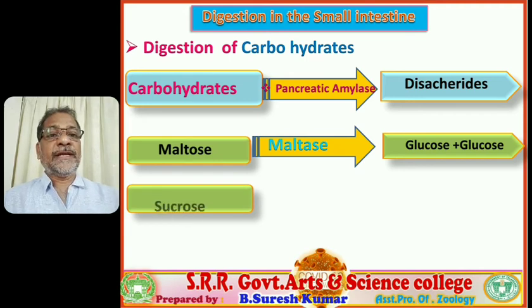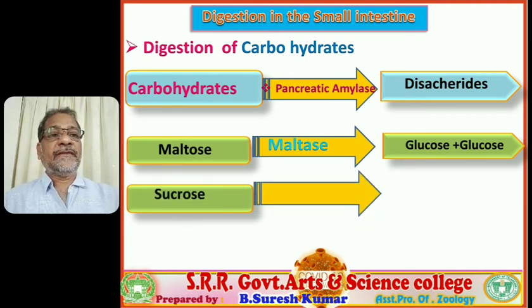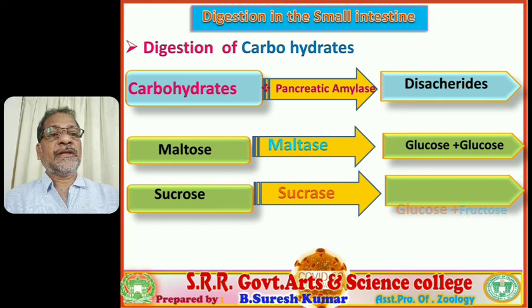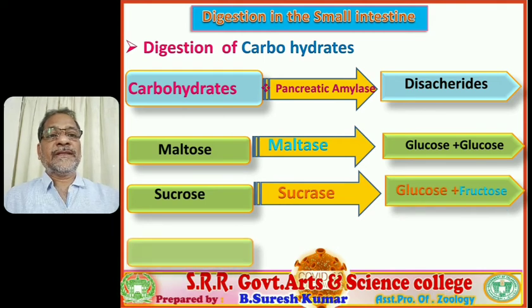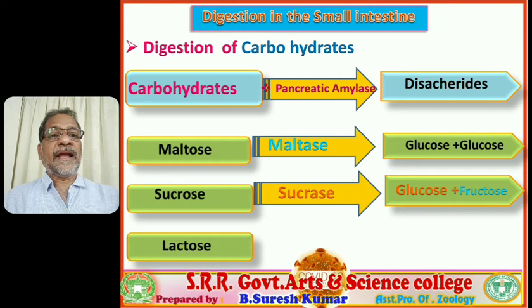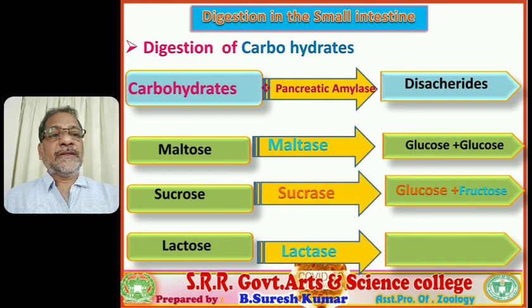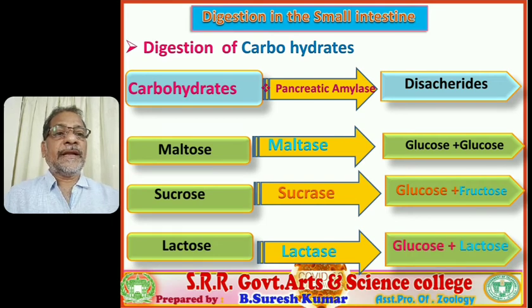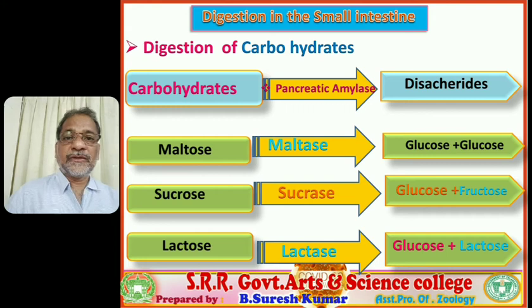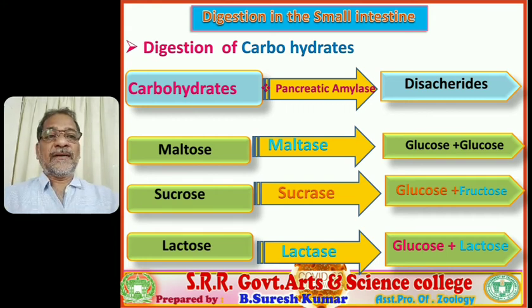In the same manner, one more disaccharide, sucrose, reacts with sucrase enzyme. Sucrase breaks down the sucrose into what? Glucose and fructose. Next, one more saccharidase, that is lactase enzyme, breaks down the lactose into glucose and galactose. Glucose and galactose. So all these are monomers. So with this, carbohydrate digestion is completed, and ultimately glucose and other monomers are produced.